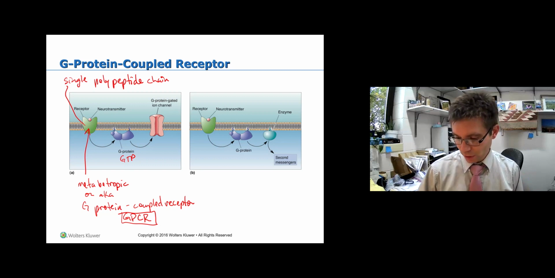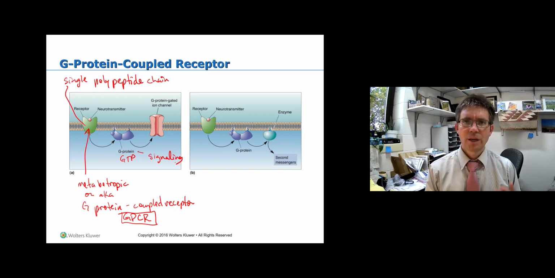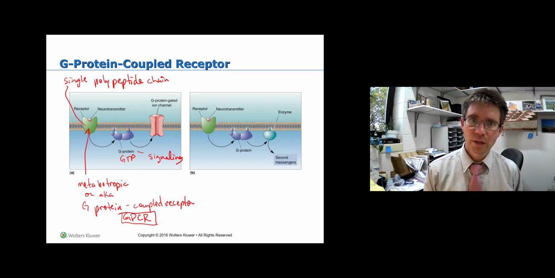But this G protein here is what we call a signaling protein. And it's going to change the cell by signaling to things and turning them on or off. So it's kind of dormant. Well, it's dormant when there's no neurotransmitter, but when the neurotransmitter binds to the GPCR, the GPCR then activates the G protein, and the G protein wakes up and starts changing things. It goes around and it binds to proteins and turns them on or off.